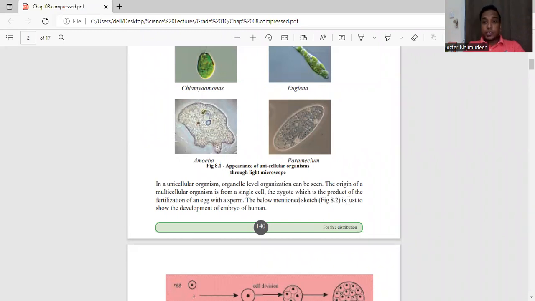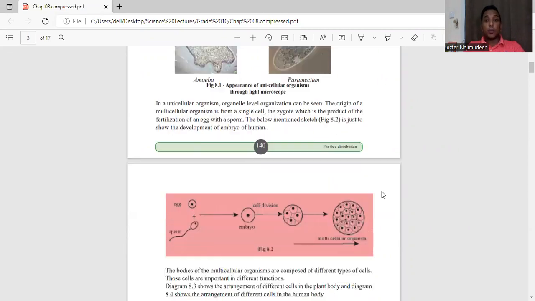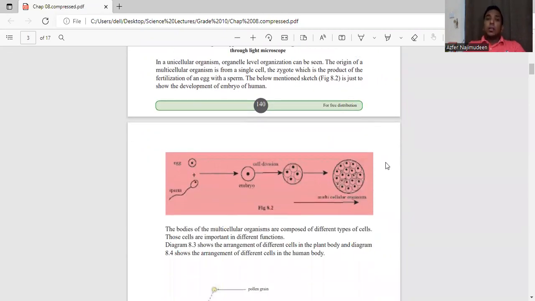The zygote, which is the product of the fertilization of an egg with a sperm. The below mentioned sketch is just to show the development of embryo of a human. Now, you know that all the multicellular organisms are formed from one unicellular organism. So, one unicellular organism will definitely multiply and it forms a multicellular organism. So, they have given you a diagrammatic explanation on how a human being is developed.